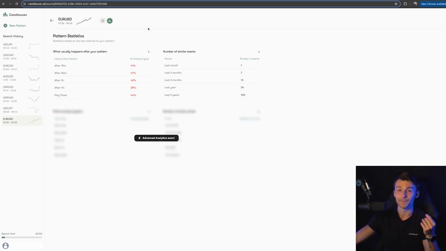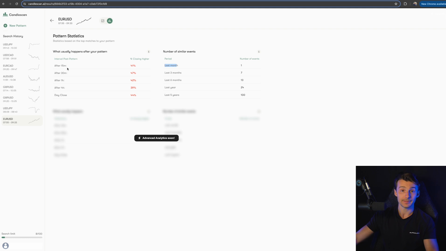And right here is where the money is made, in my opinion. Here is where things get really cool. It's going to tell you not only the number of events or similar events over the past 5 years, there's 100 options. The past year, 24, 6 months, 3 months, and last 1 month. So not only is that going to give you an understanding of how often this pattern tends to repeat itself, but you're also going to see this on the left-hand side.